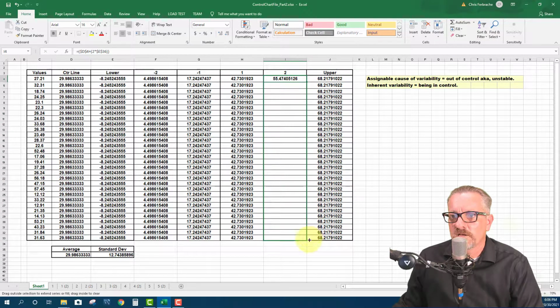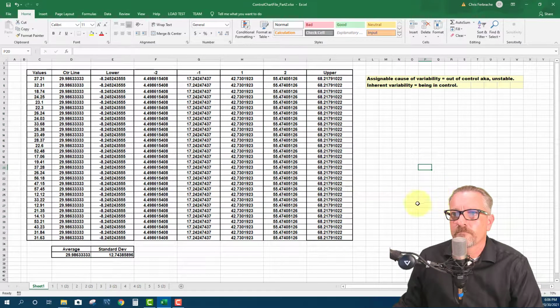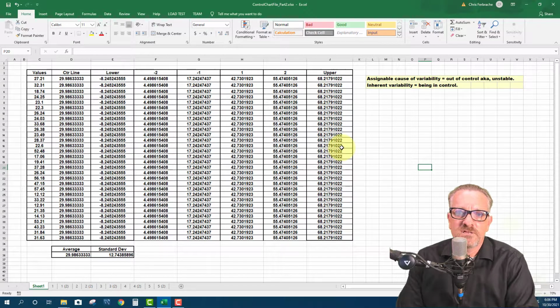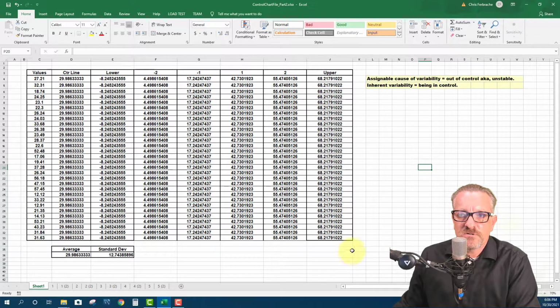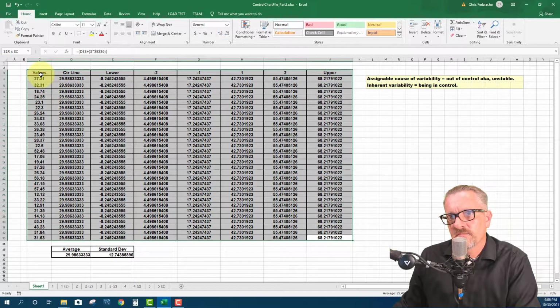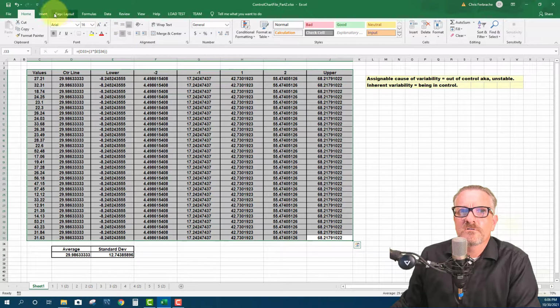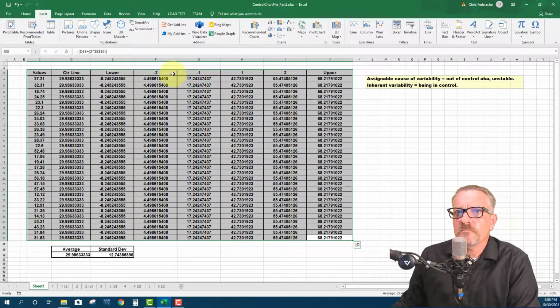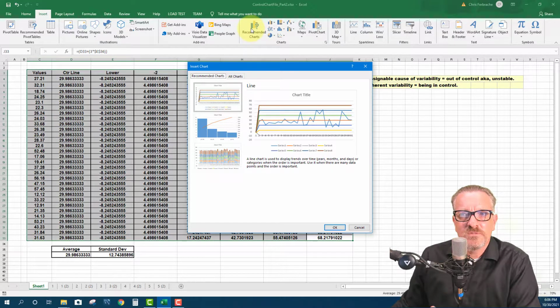And pull them all down. Okay. So you already made a control chart in the first video, but if you were to make a control chart, you just do this. You would select all the data and the header, and then you go to Insert, and then Recommended Charts. But in this case, it recommends one that's a little funny.